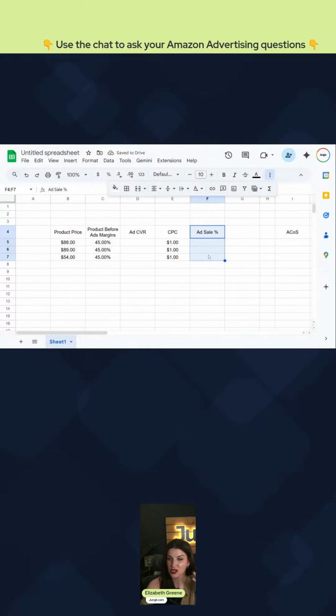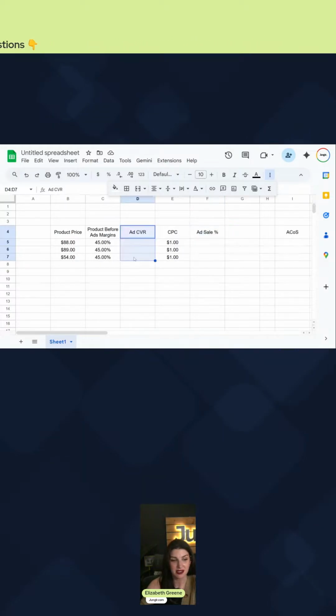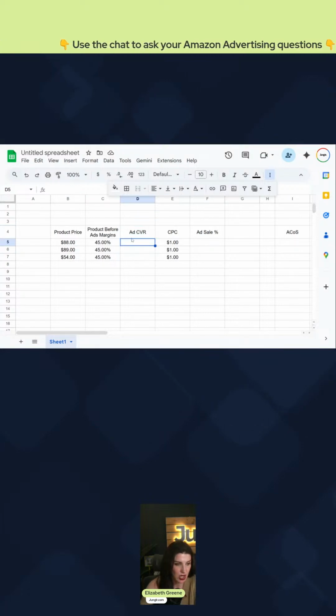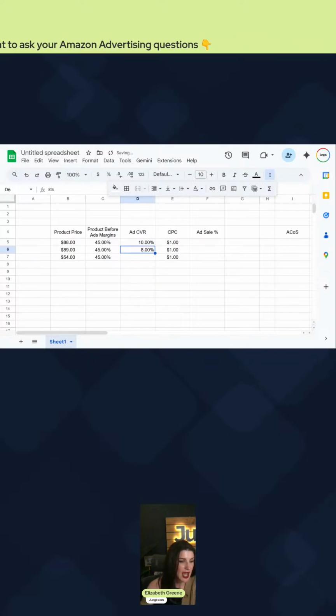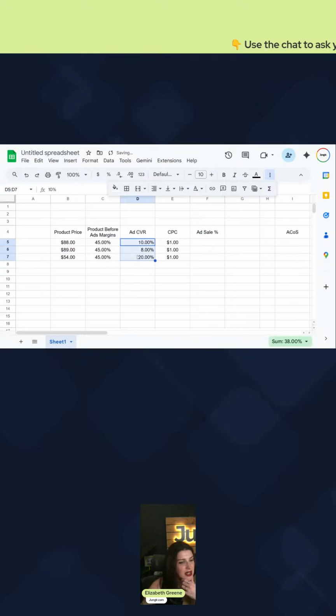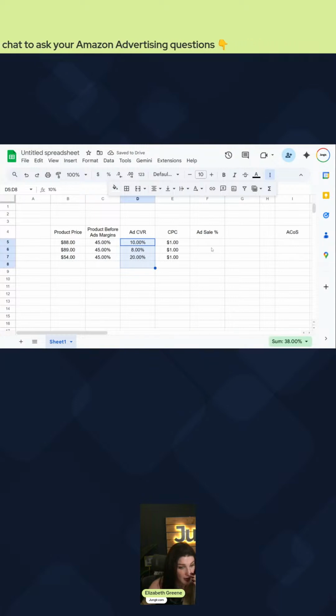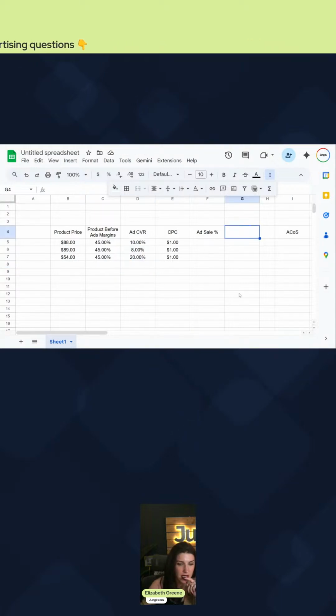The ad sale percentage is the percentage of total sales that comes from advertising, and ad conversion rate is a huge one because it determines velocity. Let's say this one, because it has a higher price point, has a 10% conversion rate, and this one has an 8% conversion rate. And this one, let's assume it was good, has a 20% conversion rate, which is double.